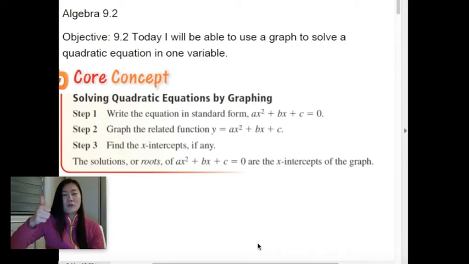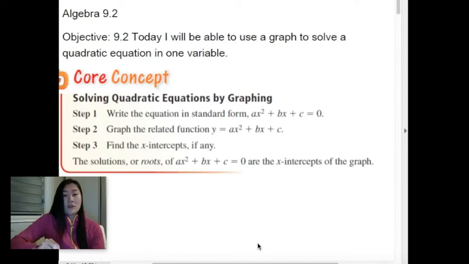First, you need to make sure that your equation is in standard form. Then you need to graph it. Then we're going to find x-intercepts, if there are any. So solutions, roots, x-intercept, they all mean the same thing. So the whole point of this is to solve it by graphing.